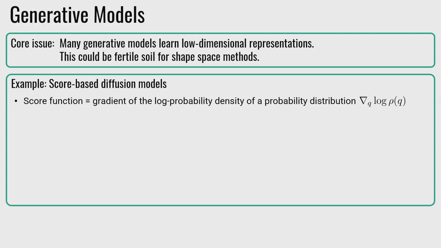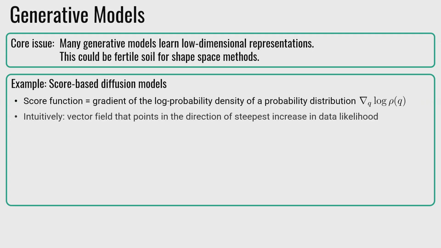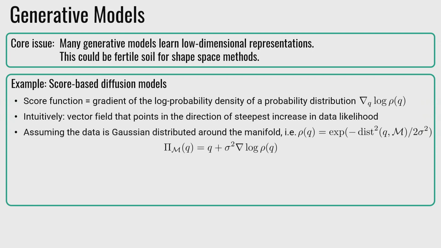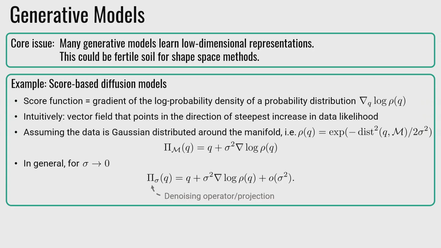Basically, the score function is the gradient of the probability density of a distribution. So you have a data distribution, and you try to learn the score function, the gradient of its log probability. Intuitively, this is a vector field that points to the direction of steepest increase in data likelihood. So you go to likely data. And if your data is on a low-dimensional manifold, and your distribution is sort of a Gaussian around your manifold, the score is essentially a projection onto your manifold. Because you go in the direction of steepest data likelihood, and the data is likely on your manifold, you basically land on your manifold. In general, you can get something like a denoising operator and projection.